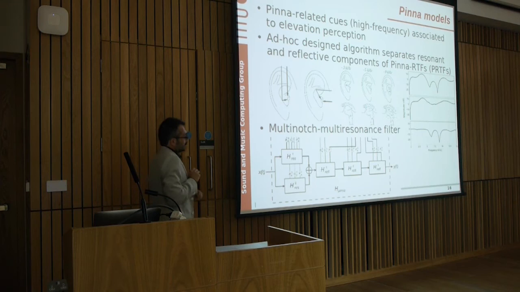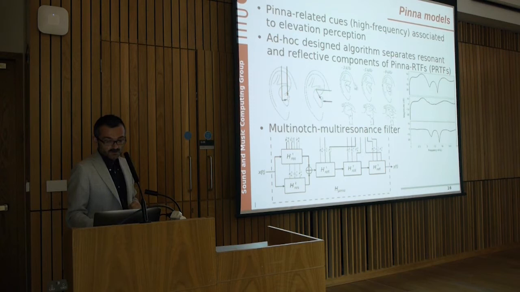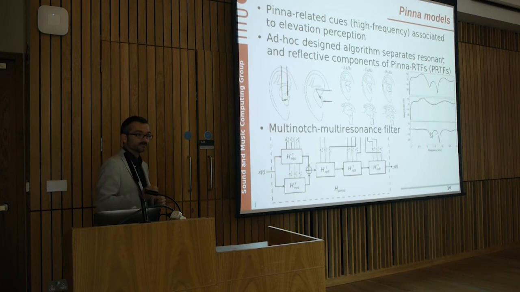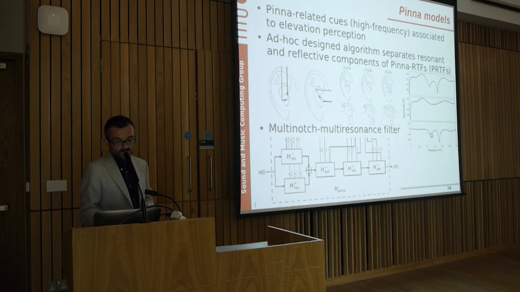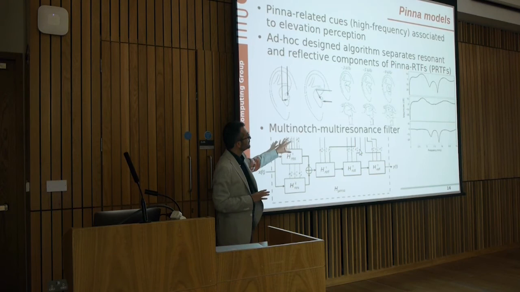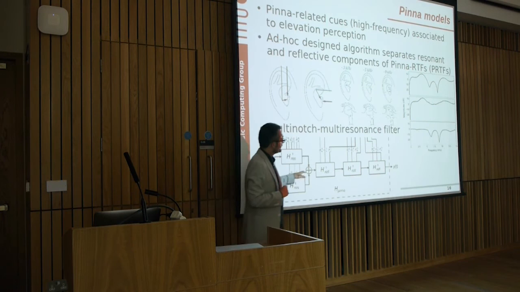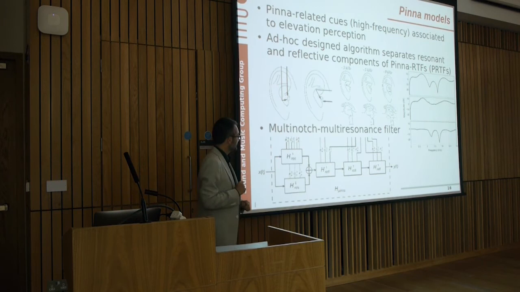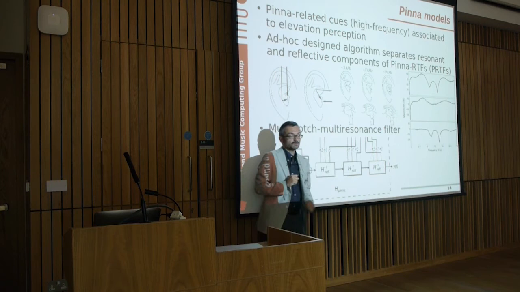So first of all, 3 years ago we developed a simple algorithm to automatically separate this response into its resonant part and its reflective part. So to take two components, one containing only the resonances and the other containing only the notches, approximately, and to estimate those as precisely as possible. And we developed a simple filter structure that is able to fit that kind of response. It is known that there are two main resonances that we can see in the pinna response, and there are usually three main notches that you can see in the frequency response. So this is a simple filter structure with two resonances in parallel and three notches in series.